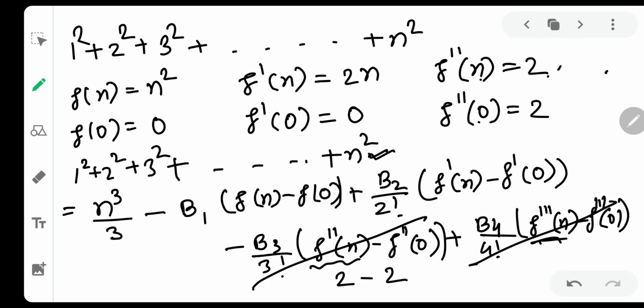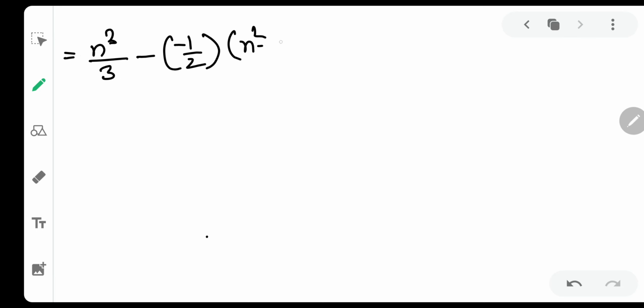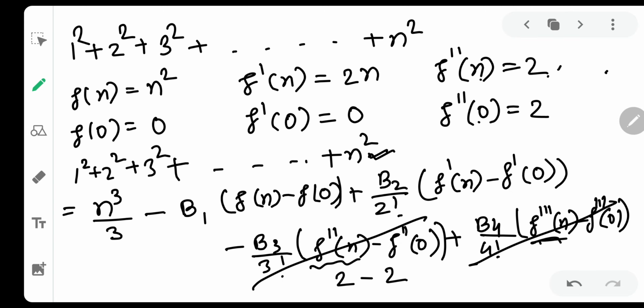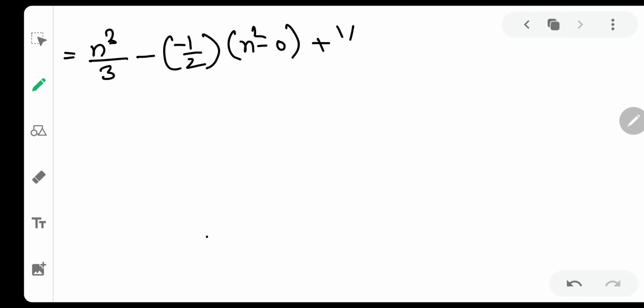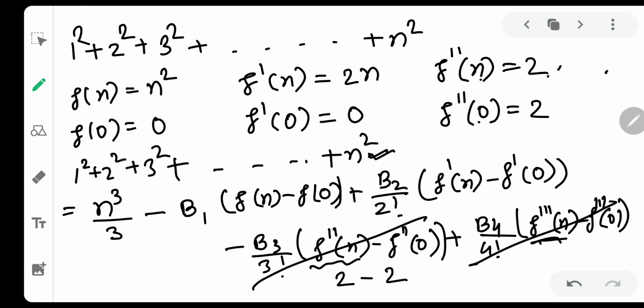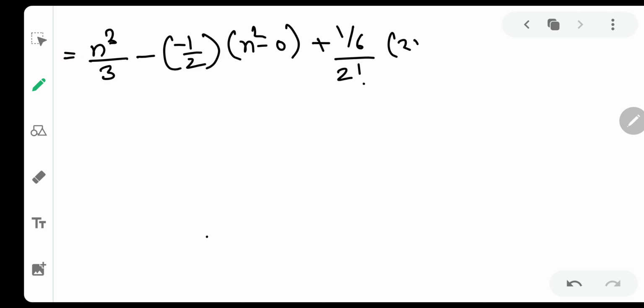Let us calculate. So this will be equal to n cube by 3 minus b1, which is minus 1 by 2, and then we have fn as n square and f0 as 0. So we will write down n square minus 0, and then we have b2 is 1 by 6 by 2 factorial. So let me write down 1 by 6 by 2 factorial, and then what remains is f dash n is 2n, and minus 0, 2n minus 0.